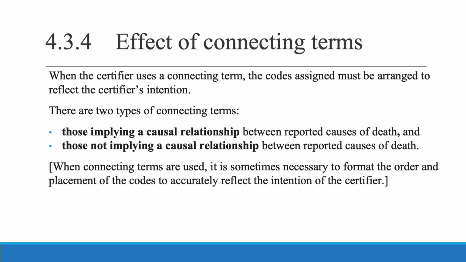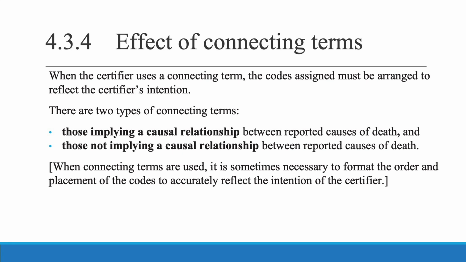As a basic cause of death coding principle, you likely learned to code each cause of death where reported on the medical certificate of cause of death form. This is solid advice, but sometimes a certifier will use a connecting term between two causes of death, and depending on the type of connecting term used, it may be necessary to move a code from one line to another to accurately reflect the intention of the certifier.